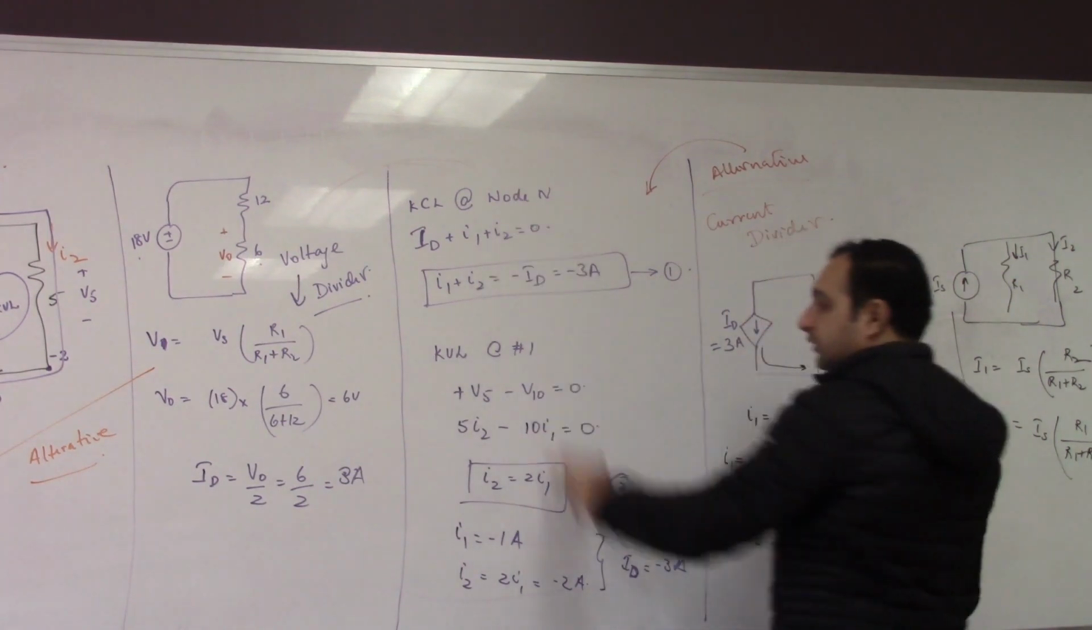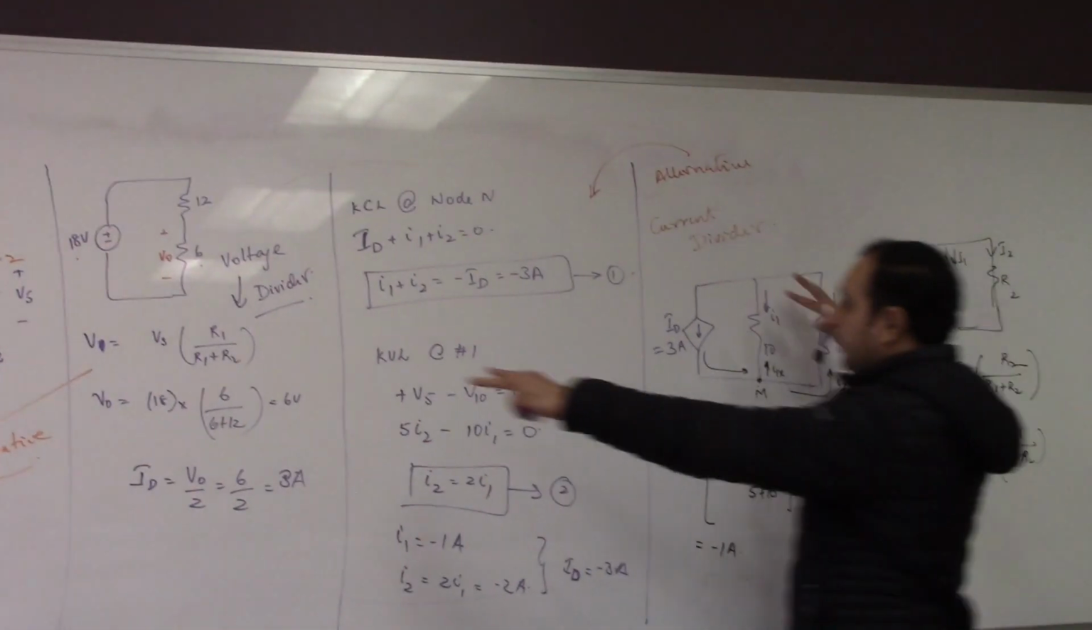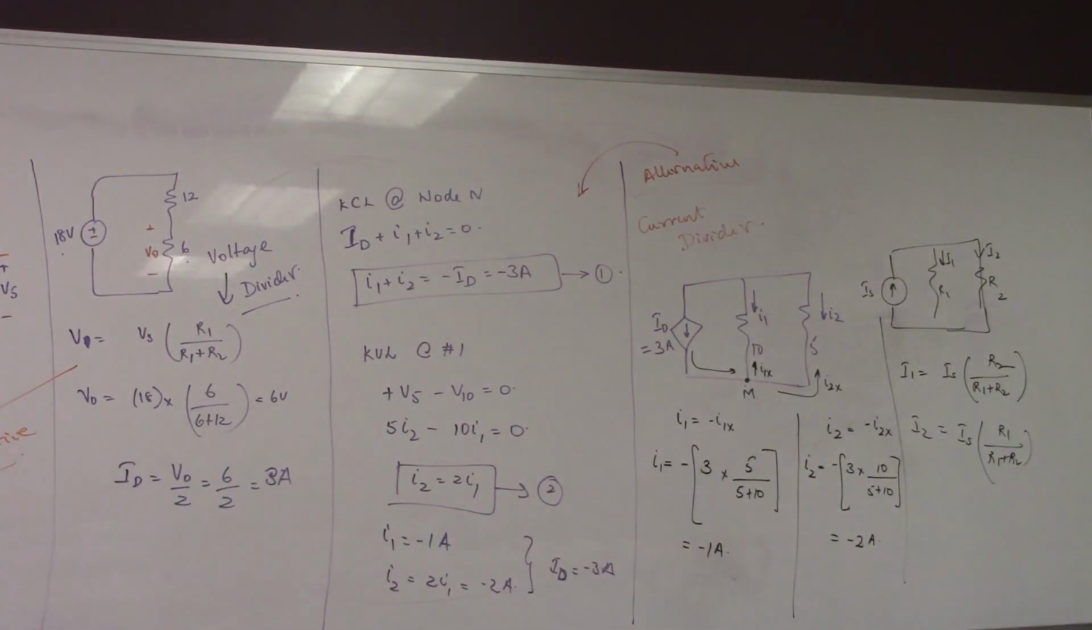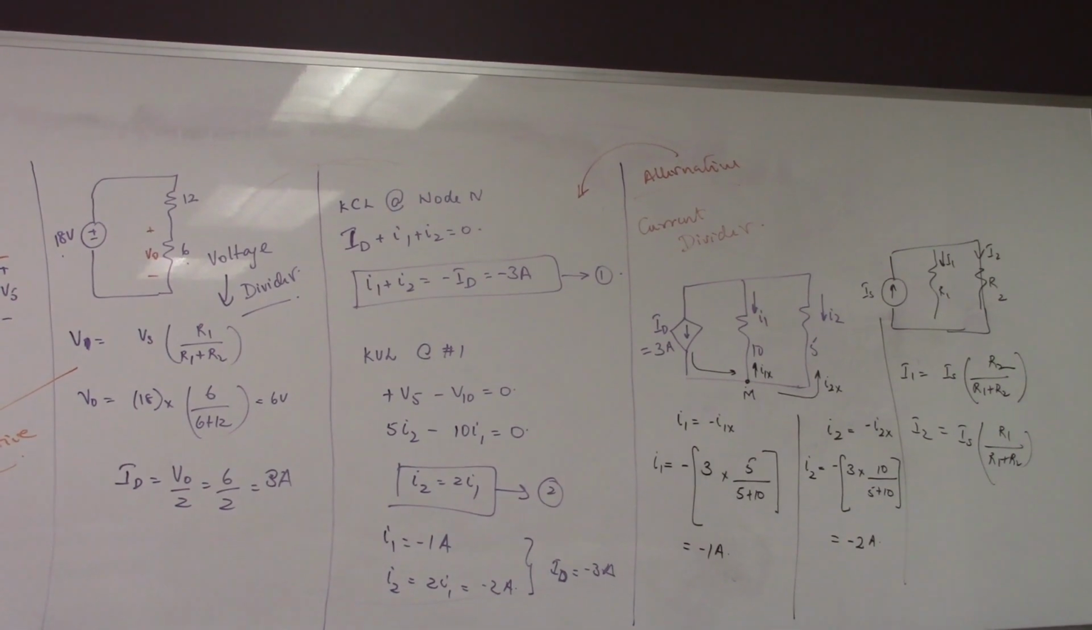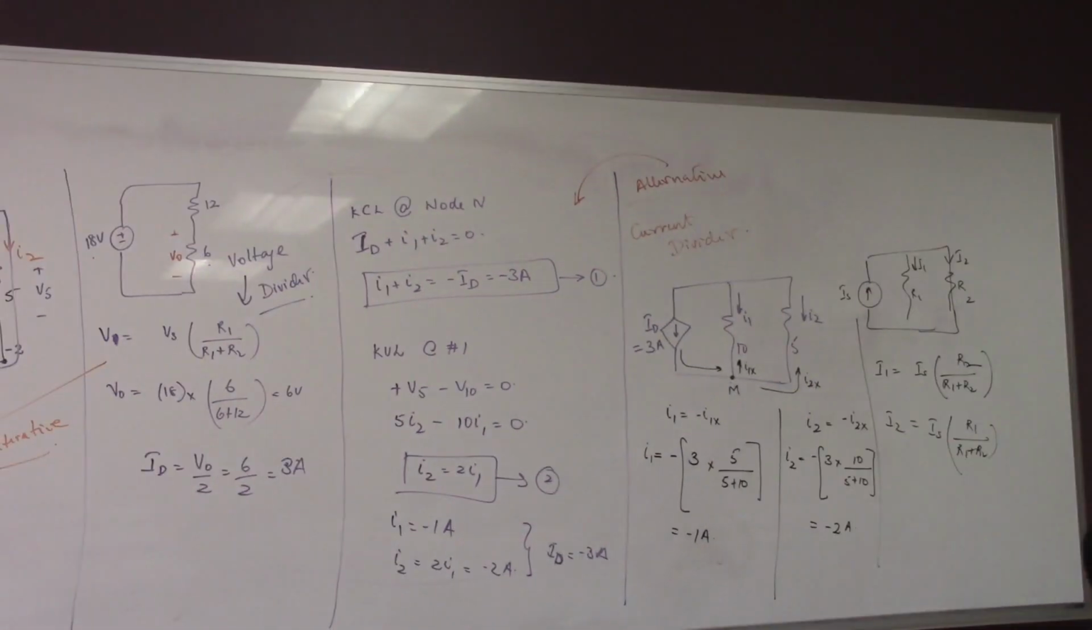If you don't want to do KVL and KCL, you can simply do voltage divider and current divider. If you use these two, you can also solve it like that. But you need to understand how to set up the voltage and current division.